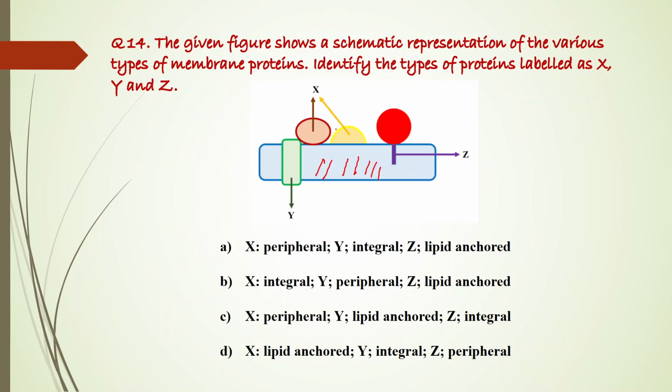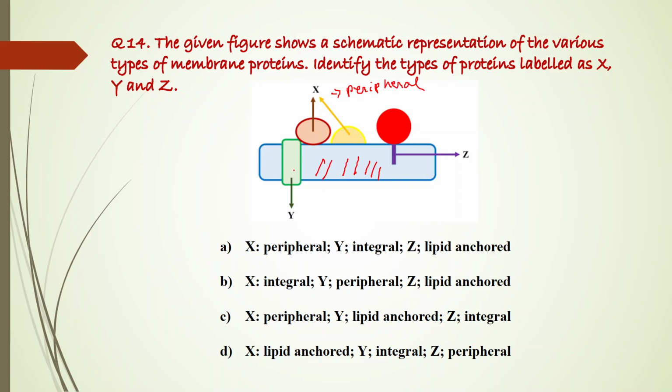Sorry. So as this yellow one, both of them, none of their part is inside the membrane protein. All of them are outside, or on the periphery of the membrane protein. So our X should be peripheral protein. Now let us come to Y.